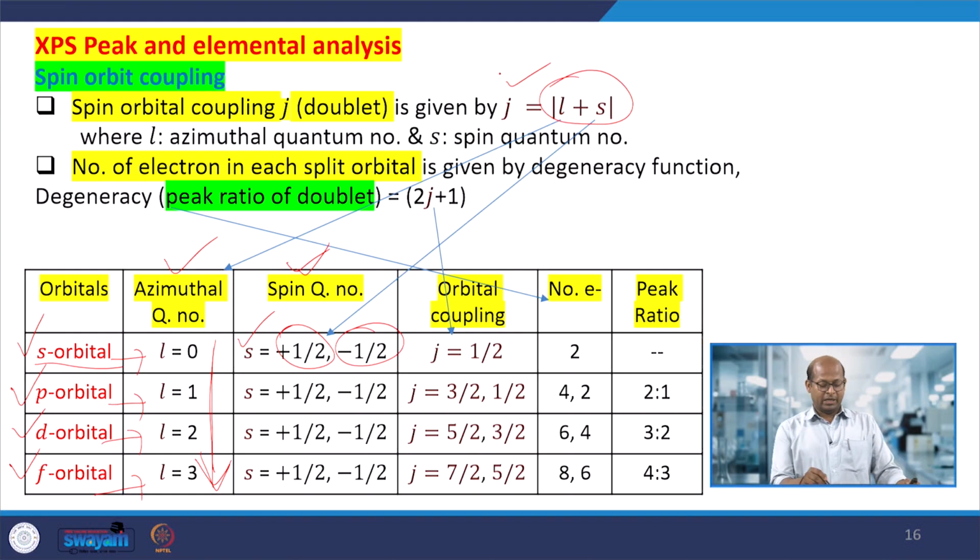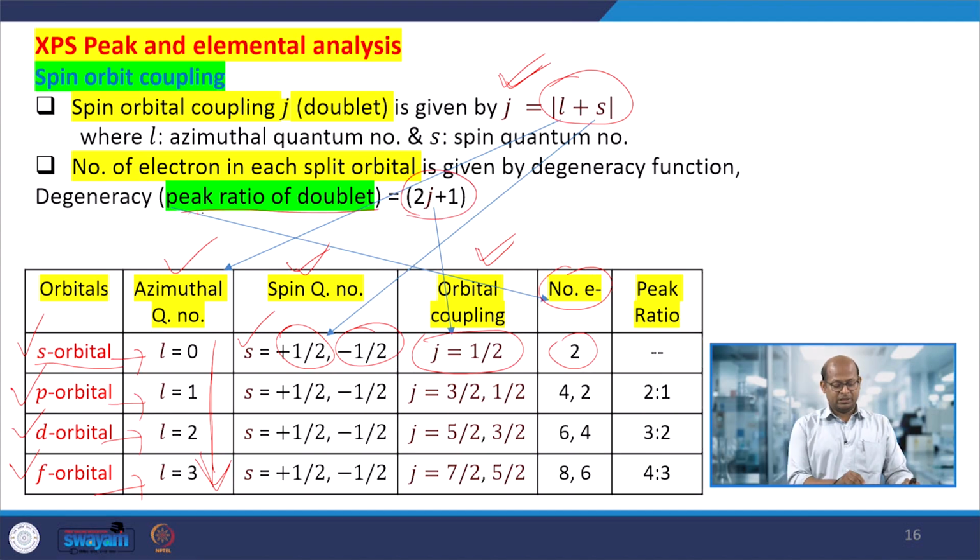So if we add them, we can get j. That is the orbital coupling. For the s orbital, j equals half, so the number of electrons in the s orbital should be 2. In the case of p, we can get 2j plus 1. Here is the degeneracy, actually the peak ratio of the doublet. So j equals 3 by 2 depending upon L and S, where j equals L plus S.